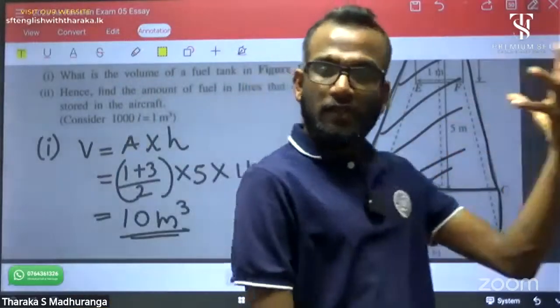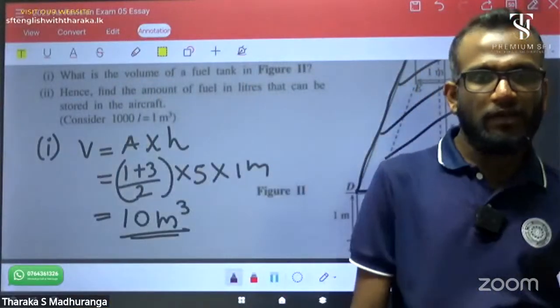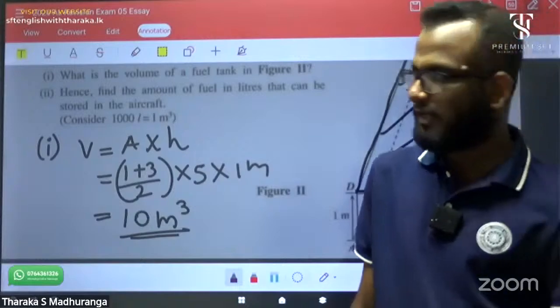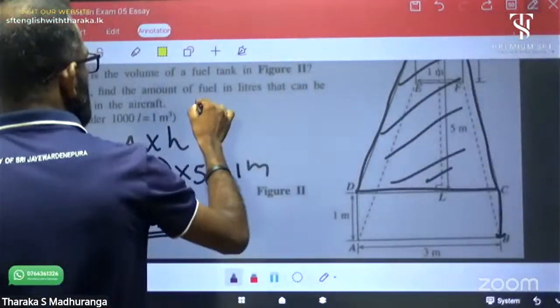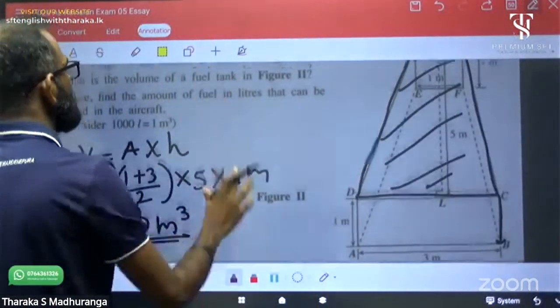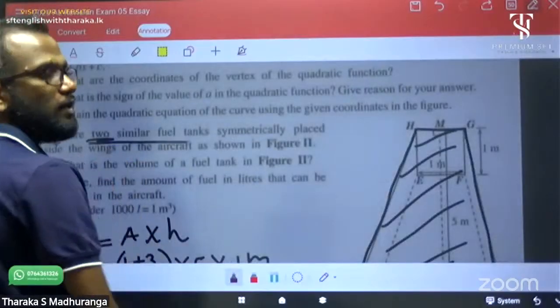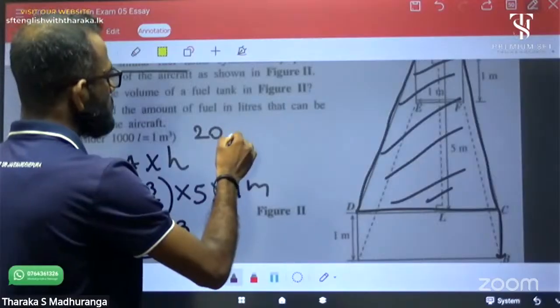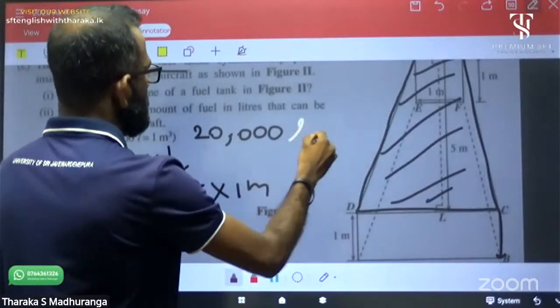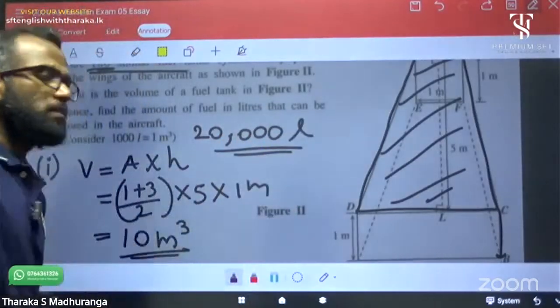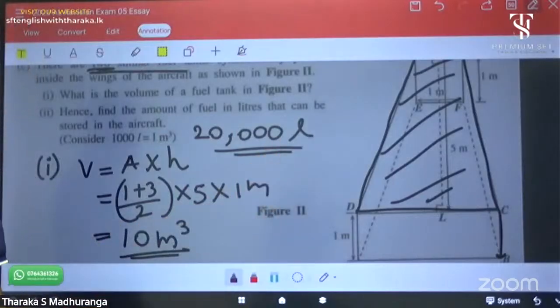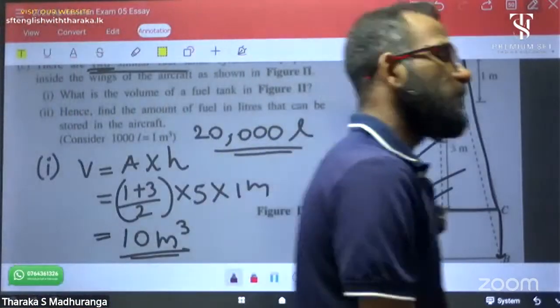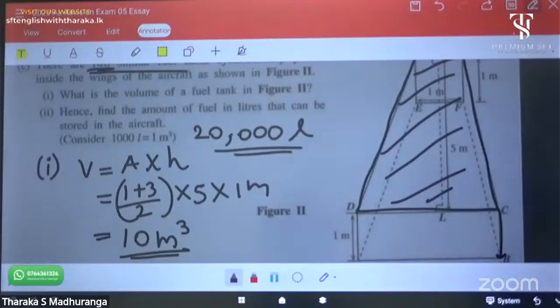There is another similar tank in the aircraft. Answer: 20,000 liters, because there are 2 similar fuel tanks. Unit compulsory. Okay, that's the end of question number 1. For this question, you have 150 marks.